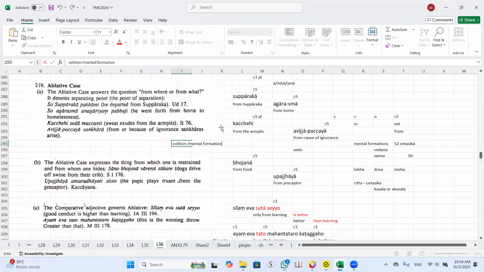So this is what you see. Here, if it's followed by paticca, because of the sankhara, then it conditions. Because avijja conditions the sankhara, the sankhara will condition what?